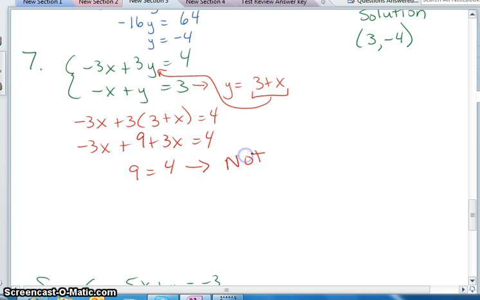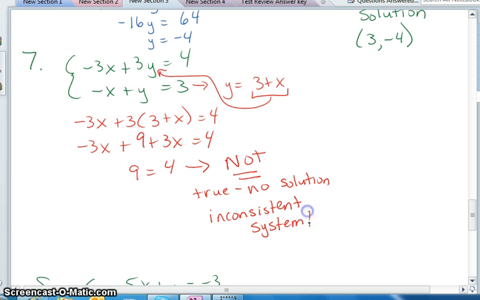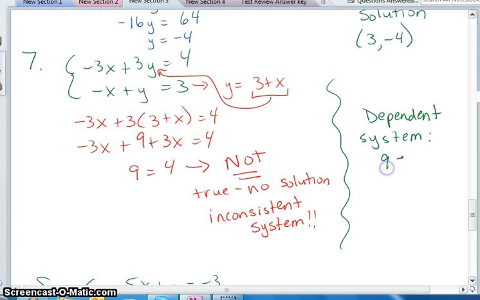Since that's not true, that means there's no solution. So that means the system is an inconsistent system. If it happened to be a dependent system, your dependent system would have a true statement. So a dependent system would get something like this, 9 equals 9, something that's true. And that means it's dependent, and instead of there being no solutions, that means there's an infinite number of solutions, right? It's the same line.